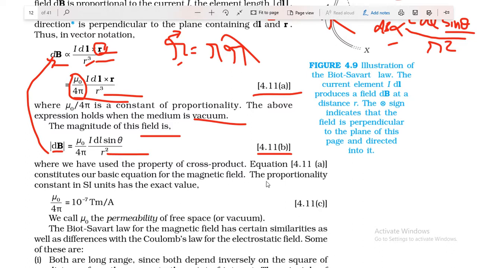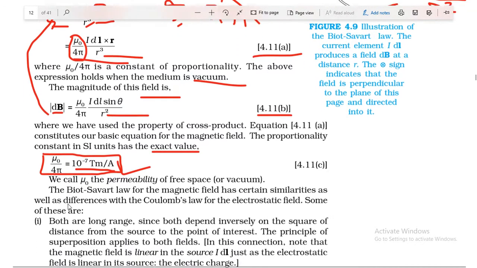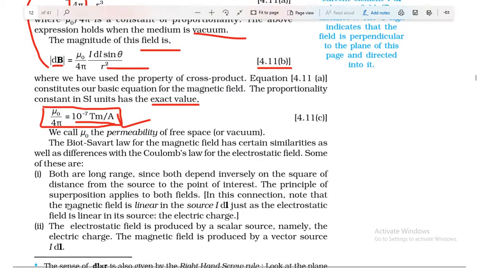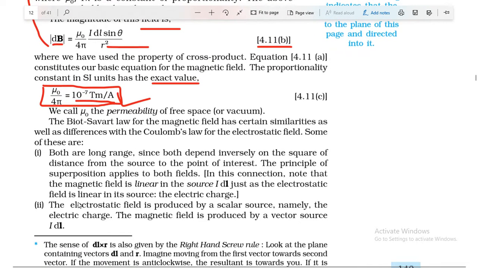Where we have used the property of cross product, equation 4.11a constitutes our basic equation for magnetic field. The proportionality constant in SI unit has the exact value. So the value of this proportionality constant is given here, and that is 10 to the power minus 7 Tesla meter per ampere. This is a very interesting result, and it will help you to define the value of 1 ampere current. So must remember this part, because these types of constants will help you to solve numerical problems. Must remember the value of mu naught upon 4 pi, that is equal to 10 to the power minus 7 Tesla meter per ampere.